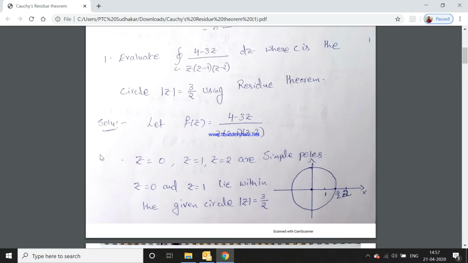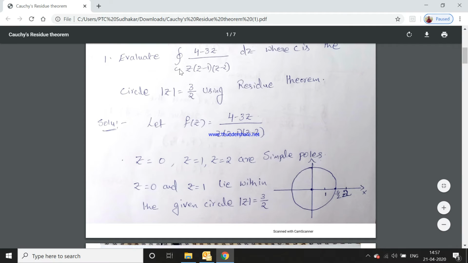So the example is: evaluate the closed integral over C of (4 minus 3z) by z(z minus 1)(z minus 2) dz, where C is the circle mod z equal to 3 by 2, using the residue theorem.